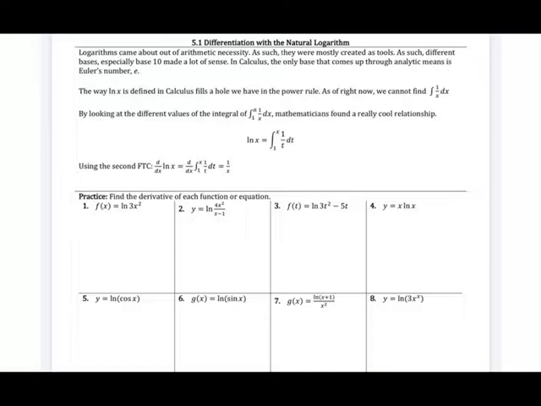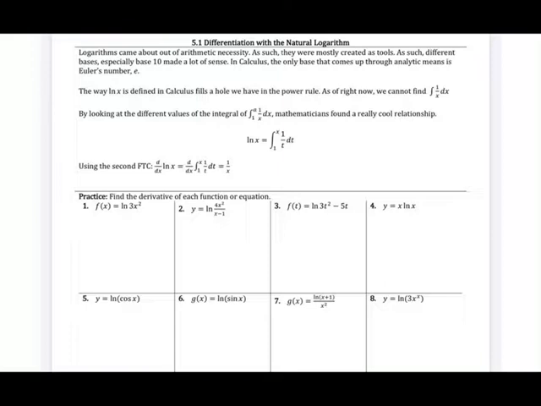So first, let's just talk about logarithms. Logarithms came about as a necessity. They came about because oftentimes in science fields, in math fields, in all kinds of different areas, we're talking about numbers that are really, really large or numbers that are really, really tiny. And a logarithm came about as a way to talk about those numbers in a way that makes sense.